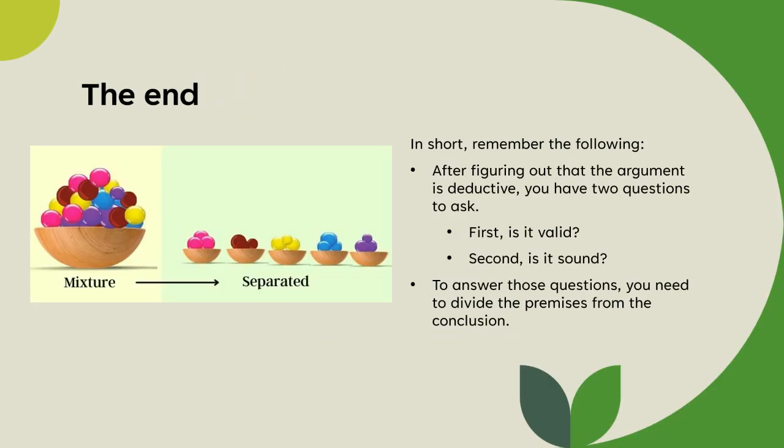All right, so that's the end of this analysis. Let me just review a couple things. The first thing you want to ask is, is this argument inductive or deductive? Once you figure out that the argument is deductive, you have two questions to ask. Your first question is, is it valid? And your second question is, is it sound? And remember, to answer those questions, you need to divide the premises from the conclusion, right? Look how we're separating out this mixture into different colors. It's the same kind of idea. You need to take the argument and then divide the premises from the conclusion. And that's crucial for analyzing an argument.